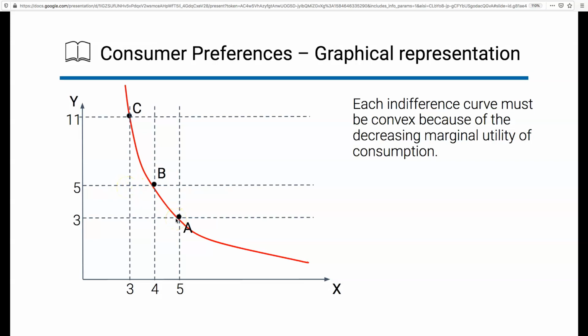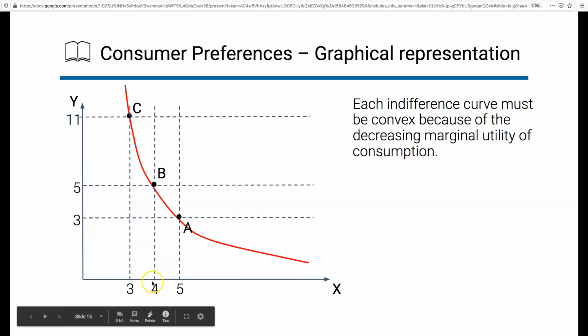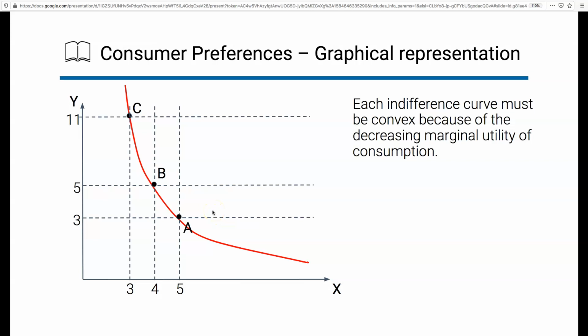Because marginal utility of consumption is decreasing, giving up the 4th unit of X is more valuable than giving up the 5th unit of X. So you need to get more in return in order to stay on the same indifference curve for the 4th unit rather than the 5th unit. And that results in the convex, bowed out shape of the indifference curves.